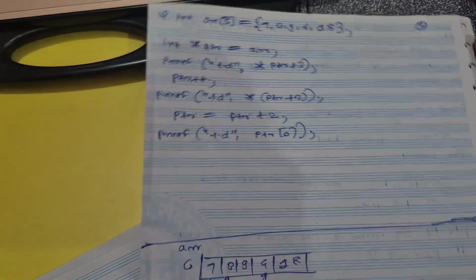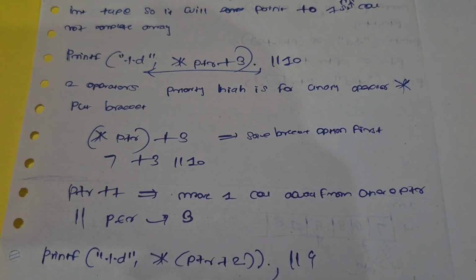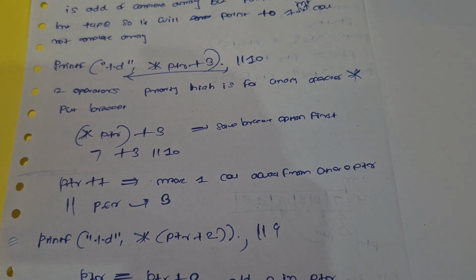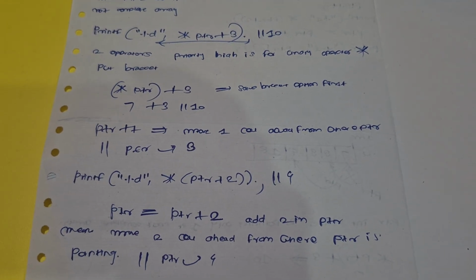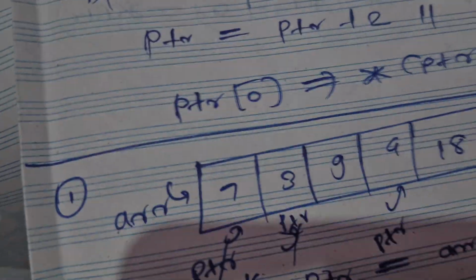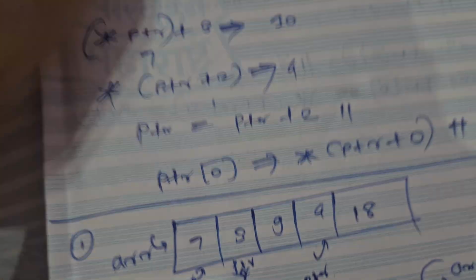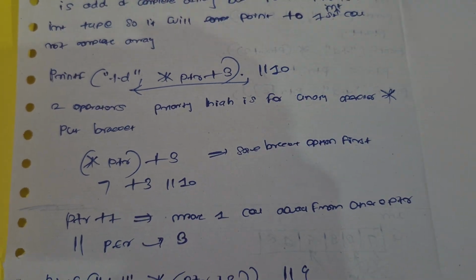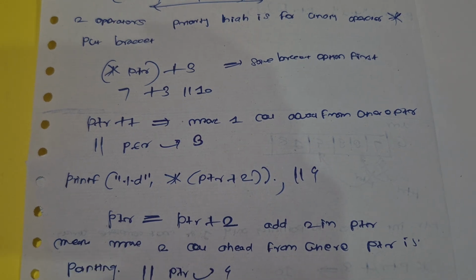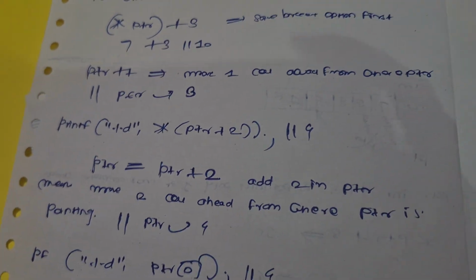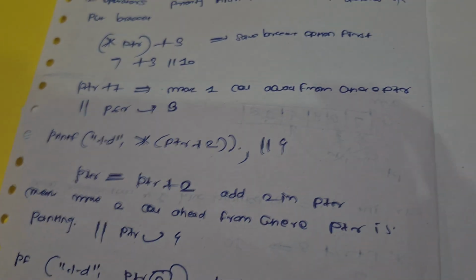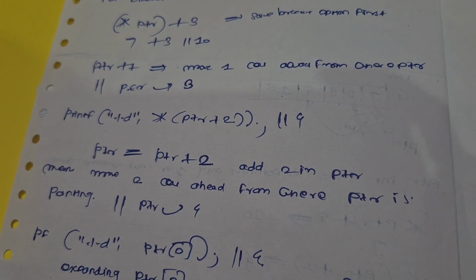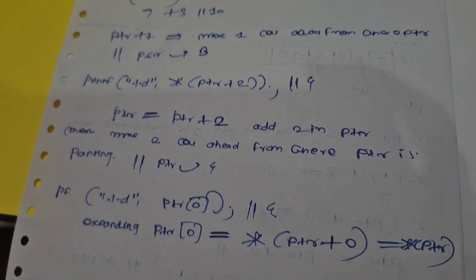Then we need to increase the pointer here, move one cell away from where the pointer is currently, so it's 3. You can see the pointer is here now. Then printf star of pointer plus 2. So we need to print the value at pointer plus 2, which is 4. Add 2 to the pointer, move 2 cells ahead from where the pointer is pointing.